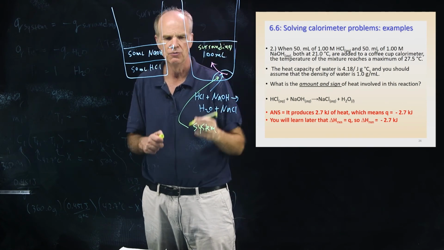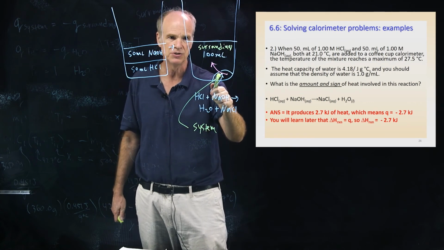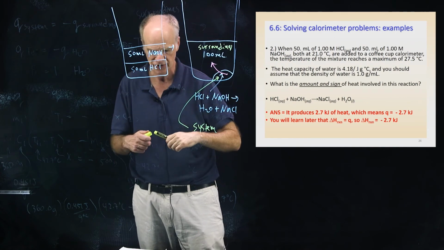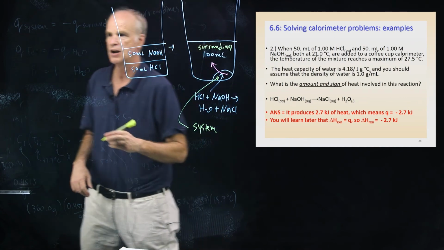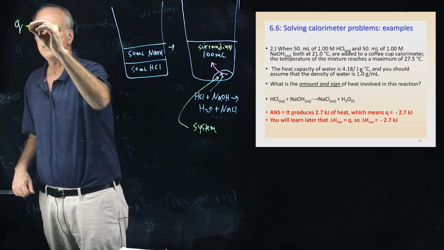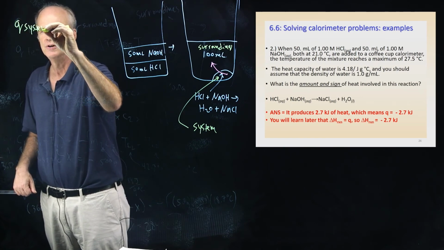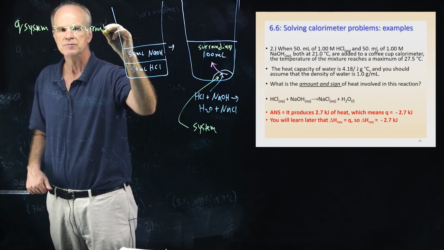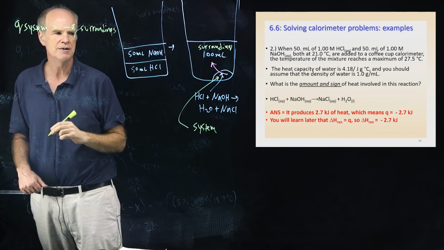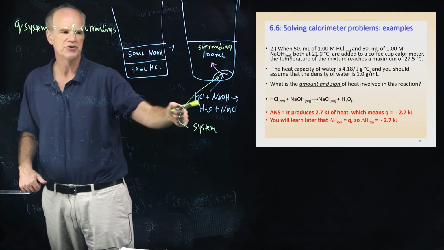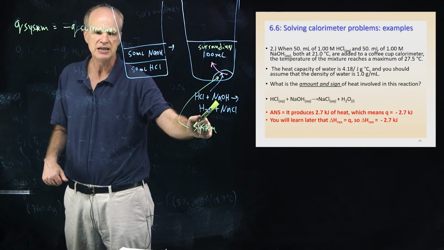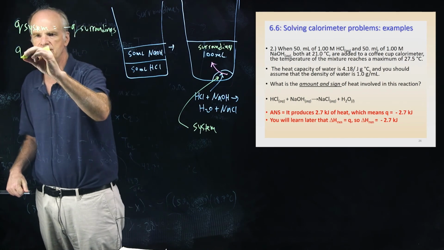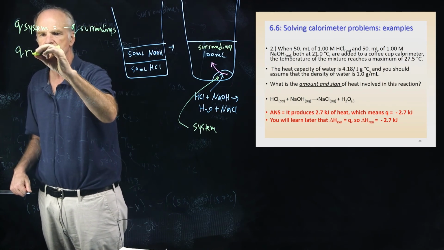Okay, so we know that the heat released by the system must be equal to the heat absorbed by the surroundings. And so we can write that out. The heat of the system is equal to the negative heat of the surroundings. Here, what is the heat of the system? It's the heat of the chemicals reacting, so it's really the heat of the chemical reaction. To indicate that, I'm going to write Q reaction.